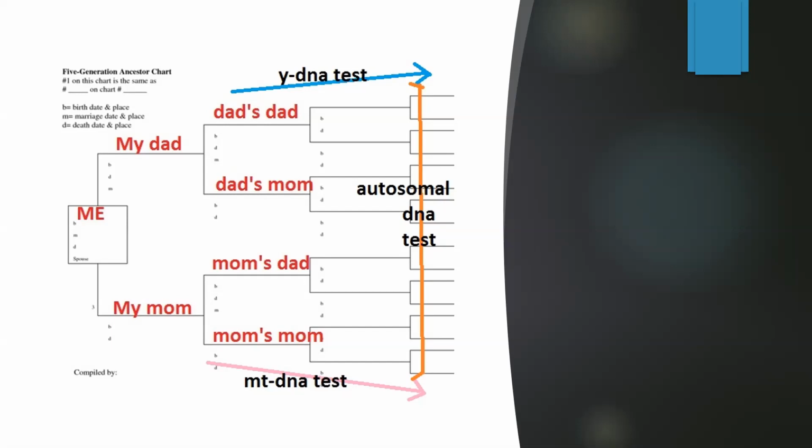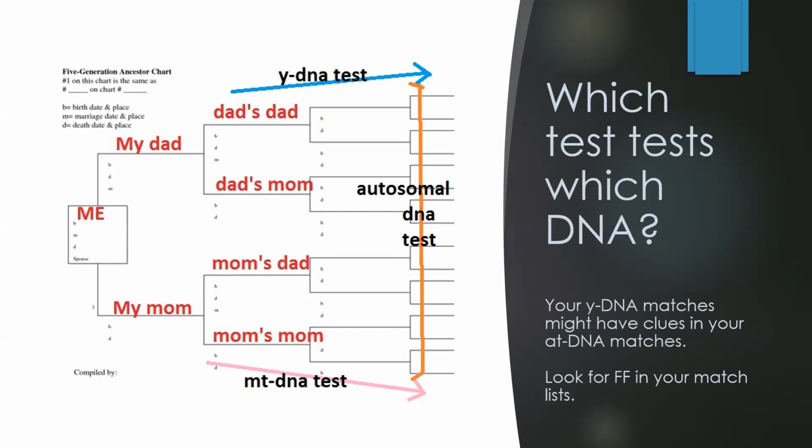And so when we're talking about maybe solving a brick wall problem and which tests to take, we want to think about it in terms of this chart. If it's mom's line, we might want to consider mitochondrial testing or autosomal. If it's dad's dad, we might want to consider Y testing or autosomal there too. But if it's any of the folks in the middle, who are all equally valuable in making us who we are, we want to consider autosomal DNA testing. So remember which tests, which DNA.